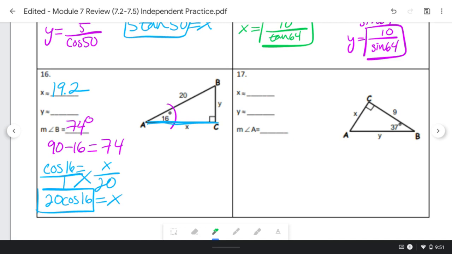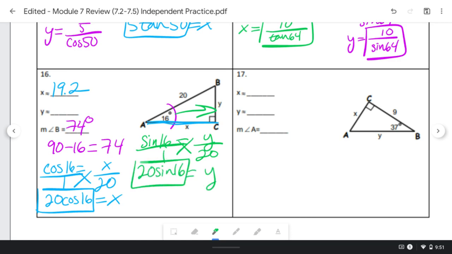Now notice that when you're solving for y, that's directly across, that's opposite. So it's going to be opposite over hypotenuse, and that's sine. Put this over 1, cross multiply. 20 sine 16 equals y. I'll plug this into my calculator and round to one decimal place. So that is 5.5.